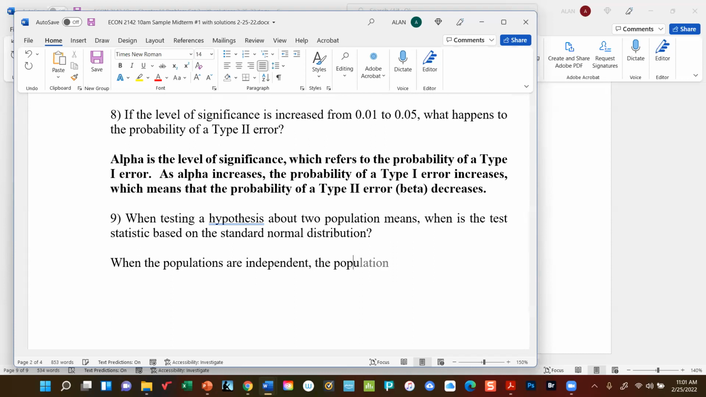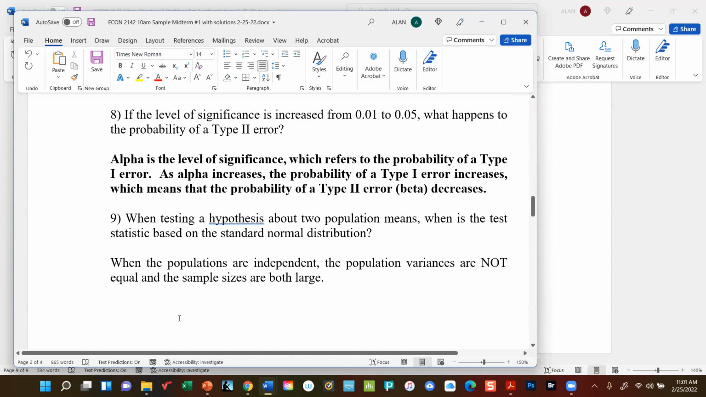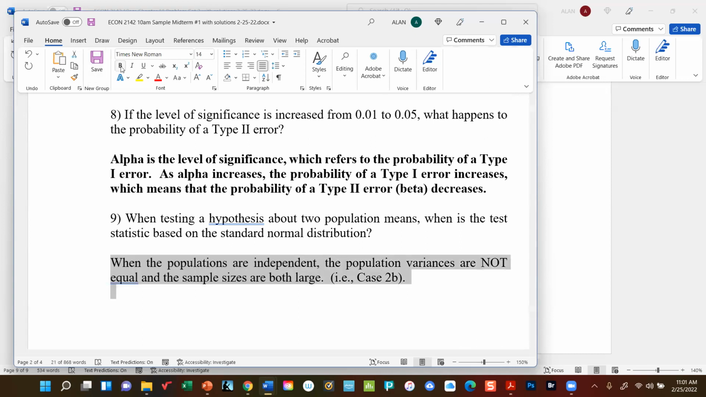The population variances are not equal, and the sample sizes are both large. So this is what we call case 2B. If you look at the list, there's three of them: 1, 2A and 2B. One was the one where the population variances are equal. 2A and 2B are the ones where they're not. And within that group, we have to know if the sample sizes are large or small.